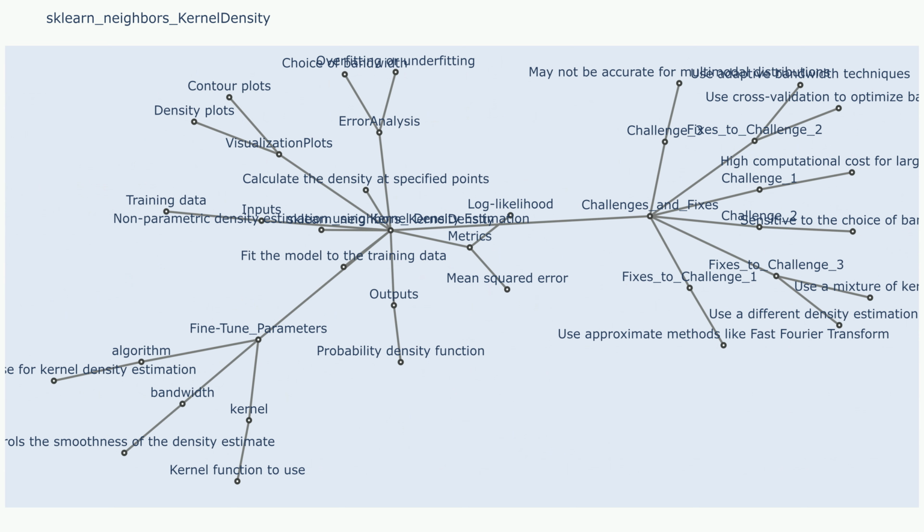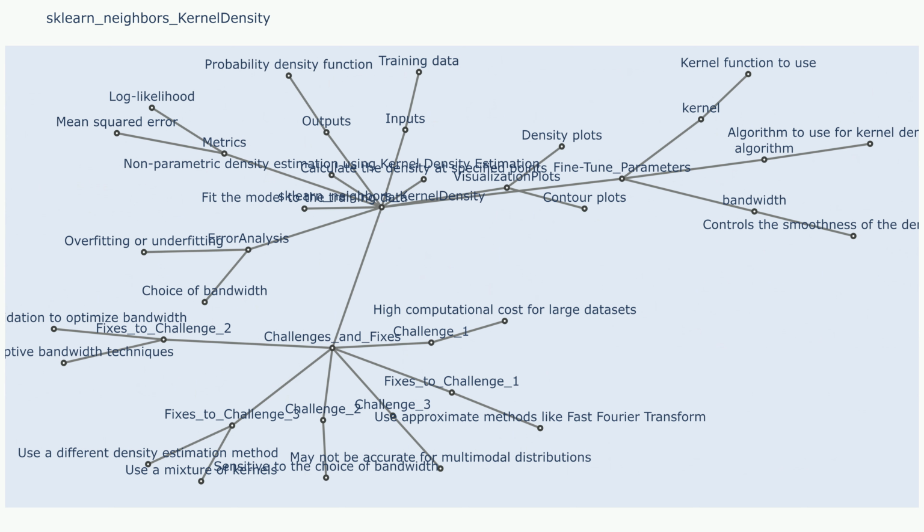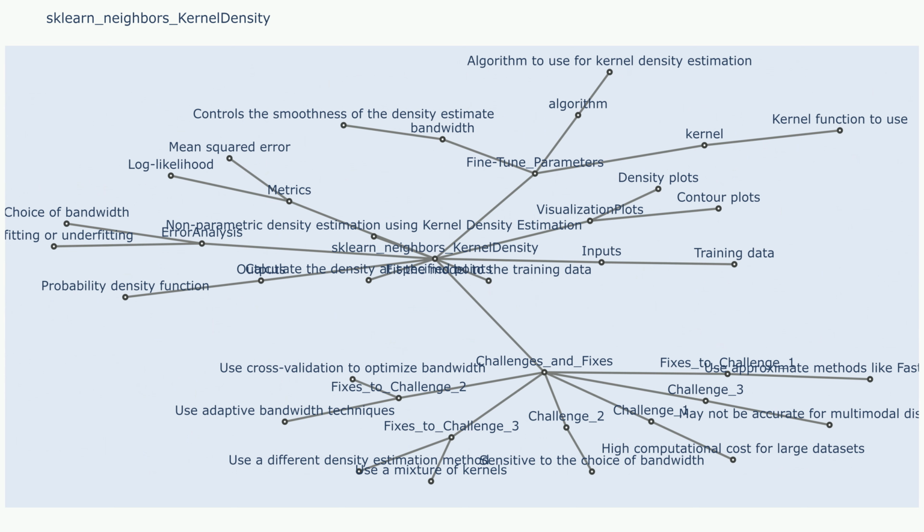Fine-tune parameters: bandwidth controls the smoothness of the density estimate. Larger bandwidth leads to smoother estimates. Kernel: the kernel function used to estimate the density. Common options are Gaussian, Epanechnikov, and top hat.